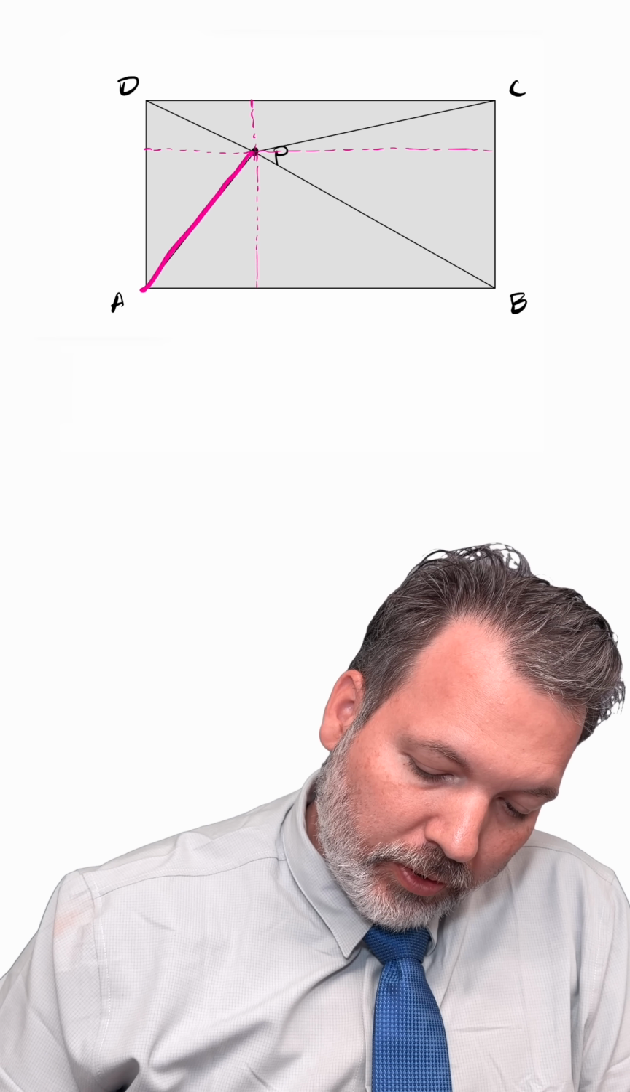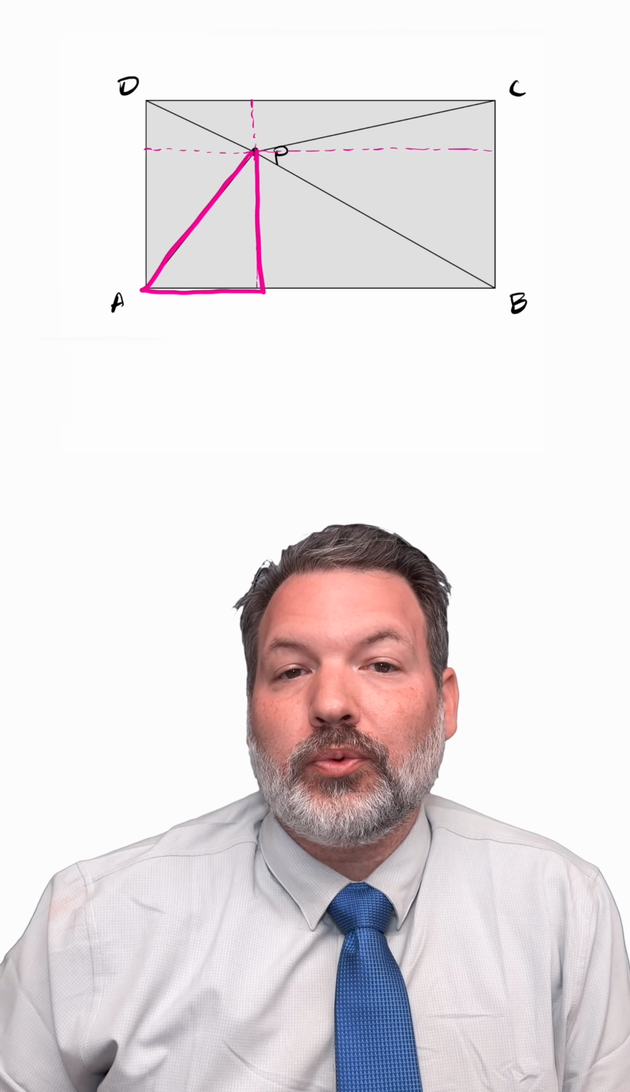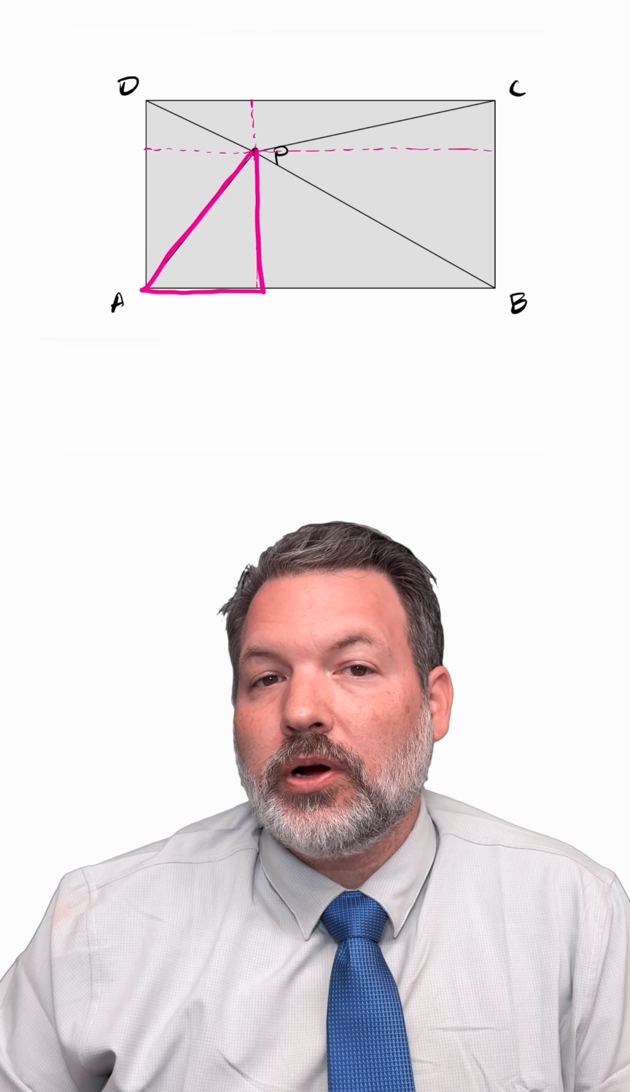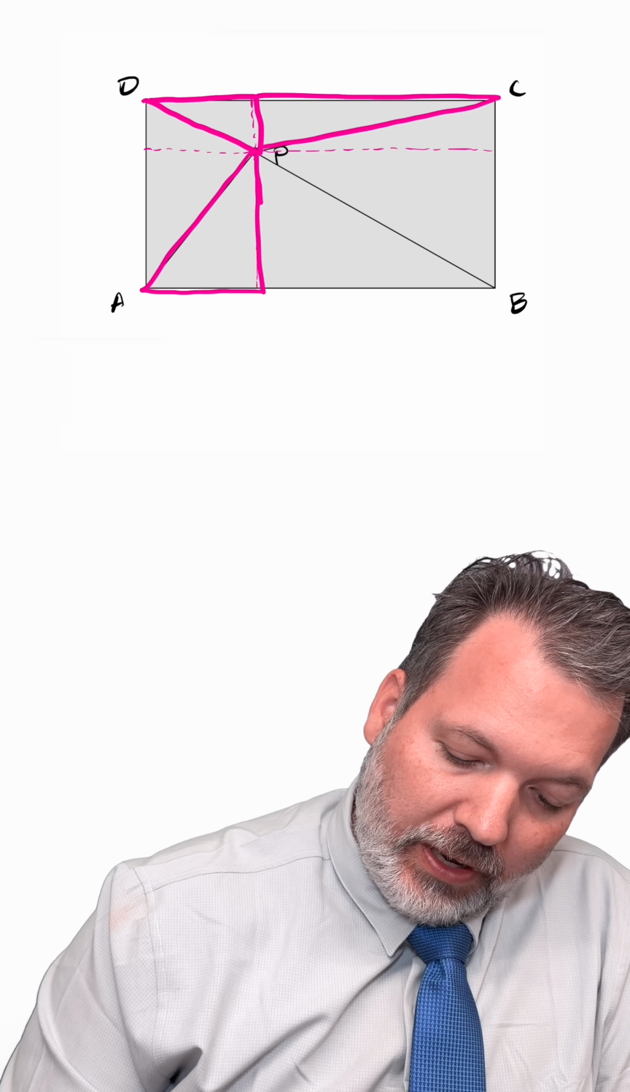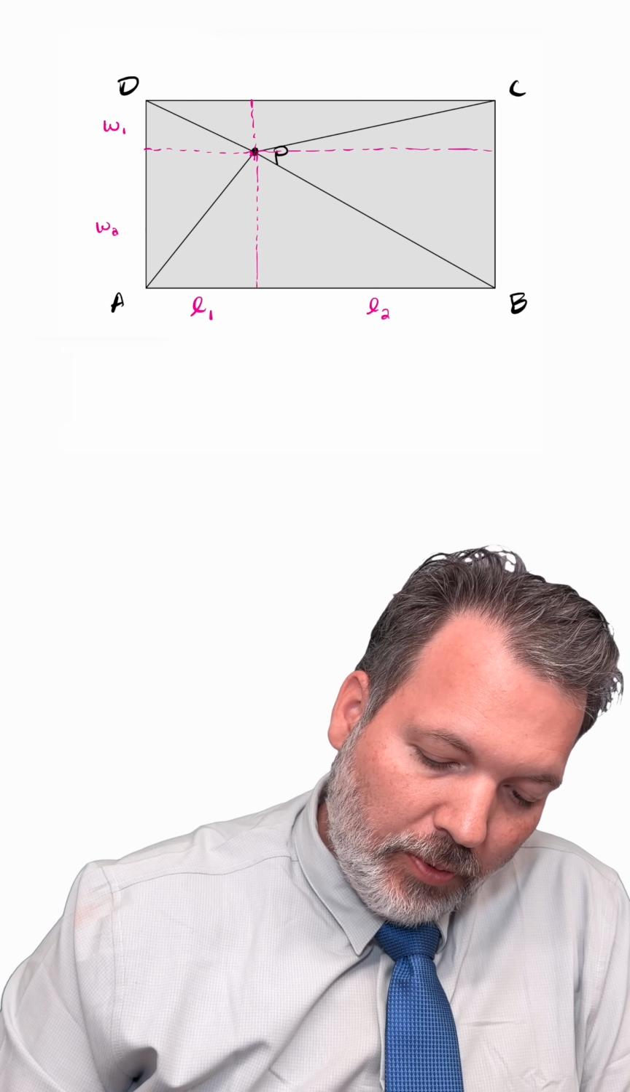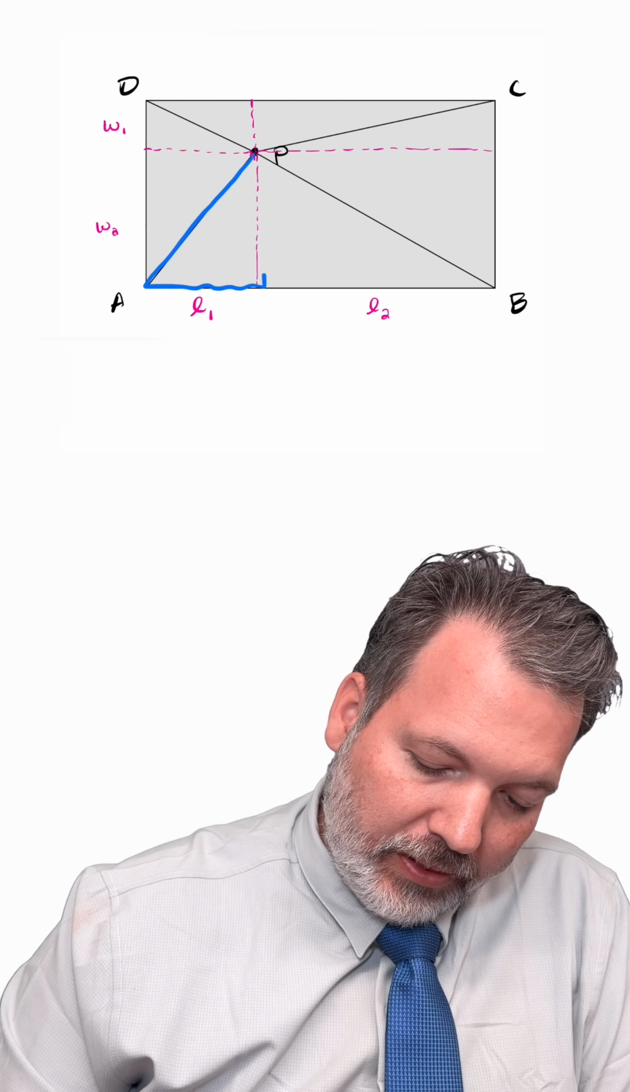Hopefully you can tell that what we're creating are a bunch of different right triangles. I've got the one already drawn where AP is our hypotenuse. I've got another one here where DP is the hypotenuse, one over here where CP is the hypotenuse, and then finally I've got one over here where BP is the hypotenuse. Let's go back to those right triangles and think about them in turn.